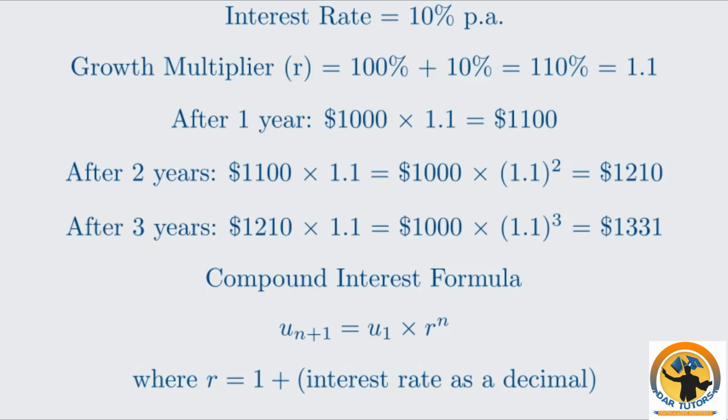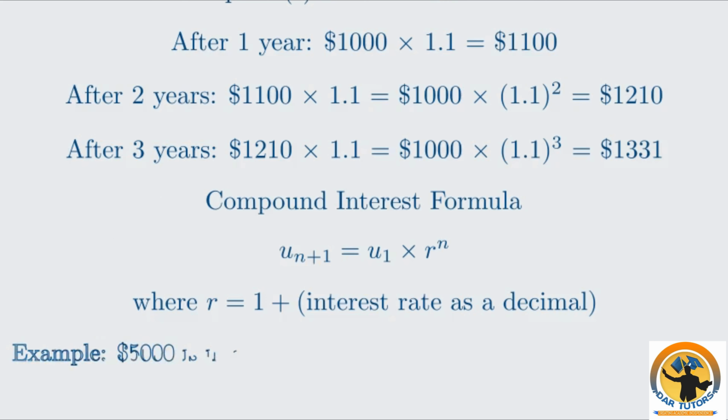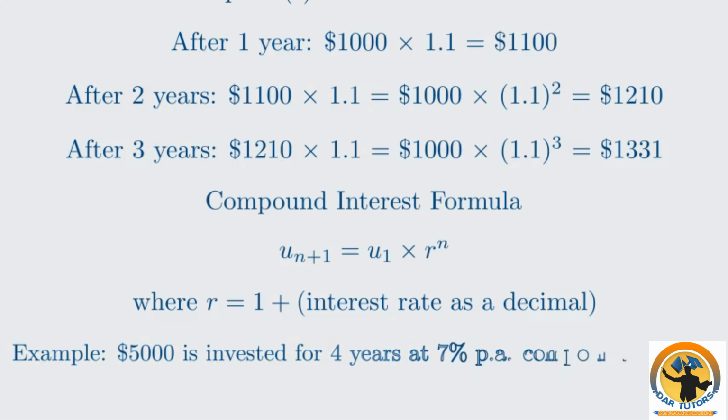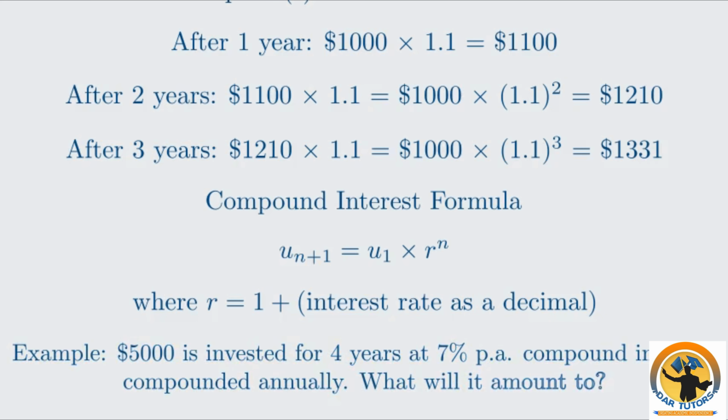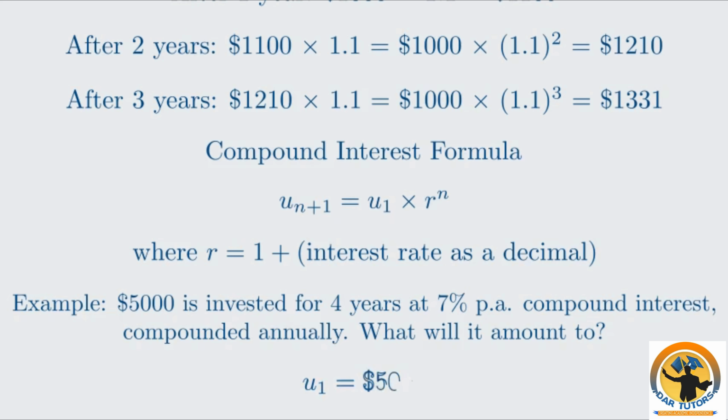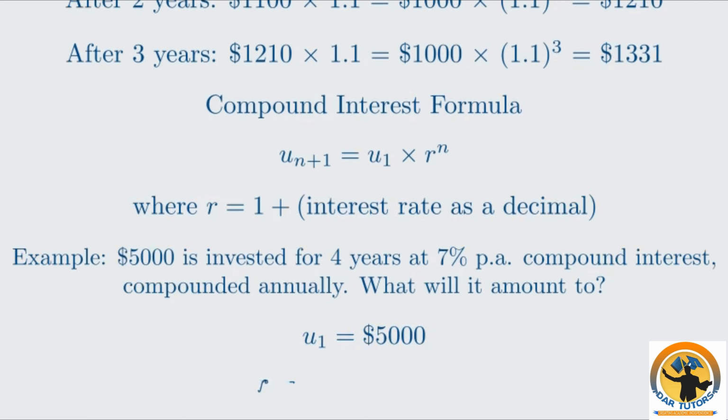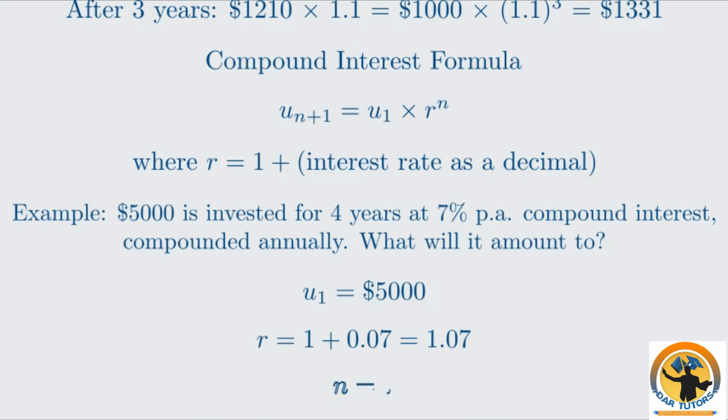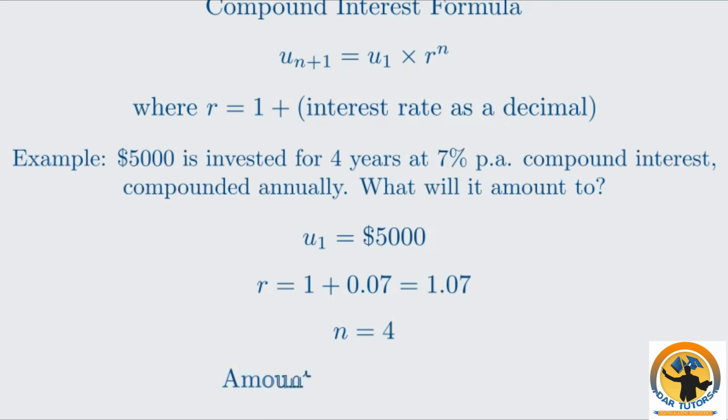Let's apply this to a problem. Suppose $5,000 is invested for 4 years at 7% per annum compound interest, compounded annually. What will it amount to? Here, the initial investment U_1 is $5,000. The interest rate is 7%, so the growth multiplier R is 1 plus 0.07, which is 1.07. The number of compounding periods, n, is 4 years. Using the formula, the amount after 4 years is $5,000 times 1.07 to the power of 4.